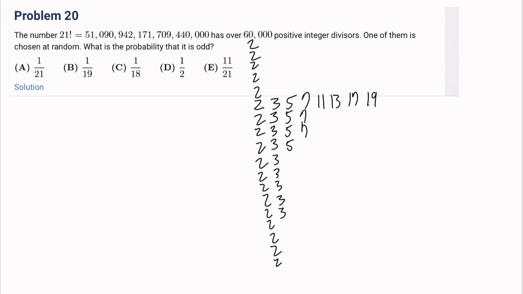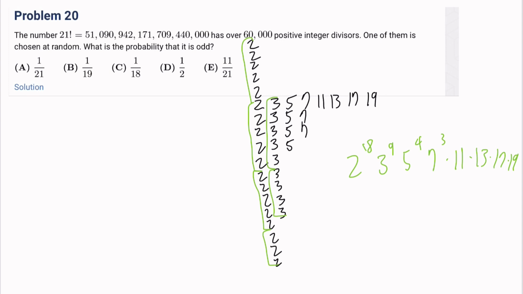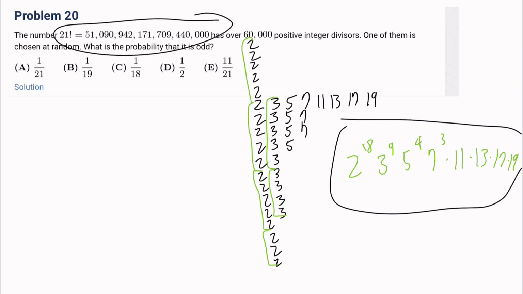So if we count the number of 2's, we have 18 2's. So it's 2 to the 18th power, and we have 9 3's, and we have 4 5's, and we have 3 7's, and we have 11, 13, 17, 19, right? And so this is the prime factorization of this number, right?